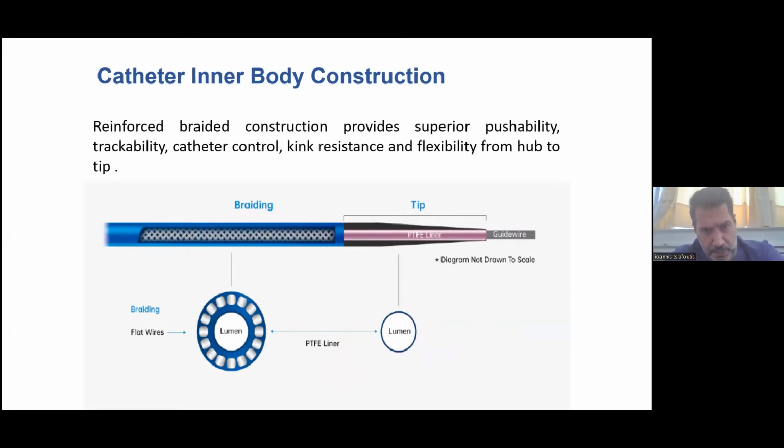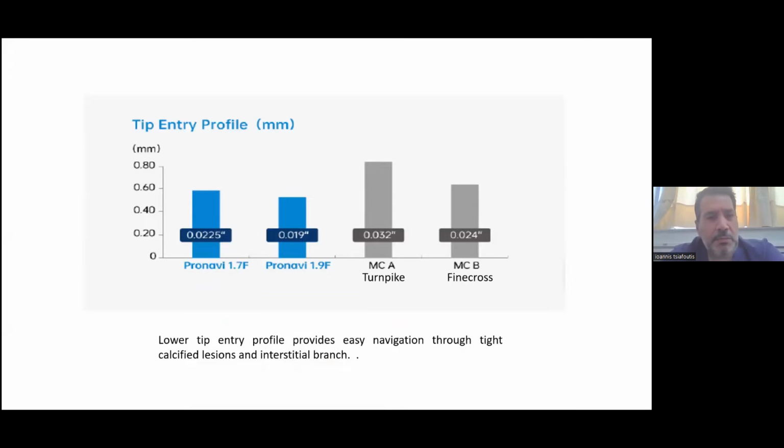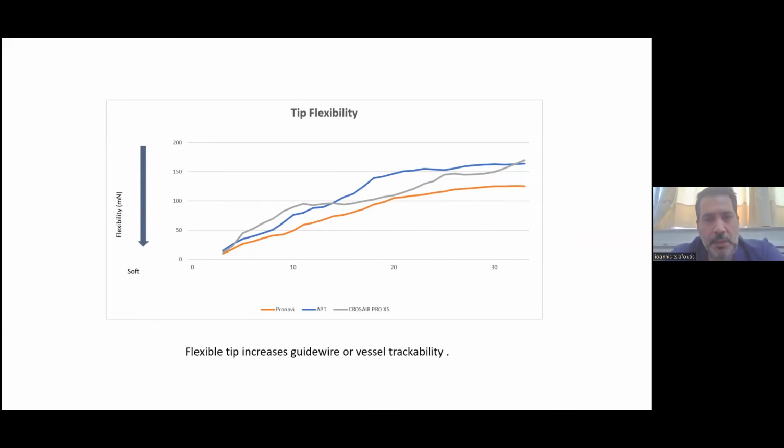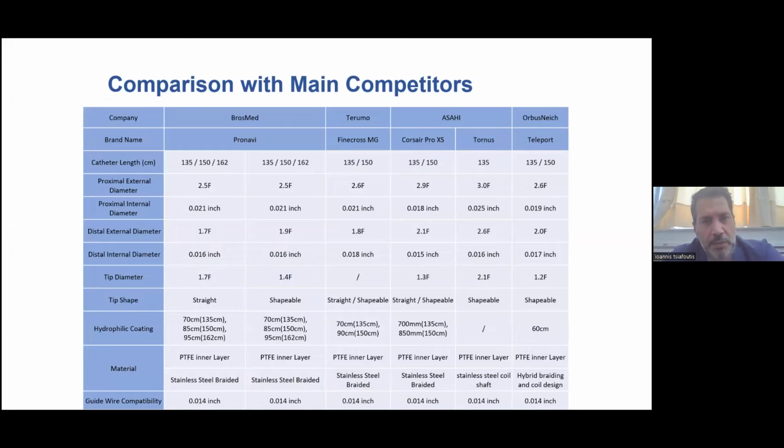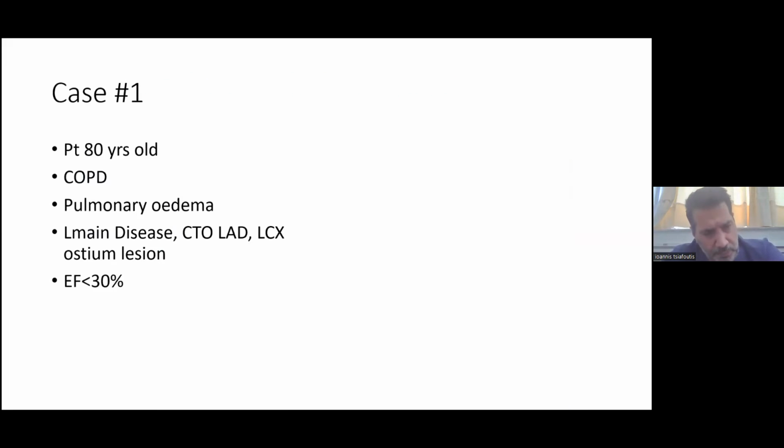Some more data about the microcatheter. This is the tip entry profile, compared with other microcatheters. We have very good flexibility that increases guide wire trackability in the vessel. And these are the characteristics compared with the main competitors. Let's go to our cases.